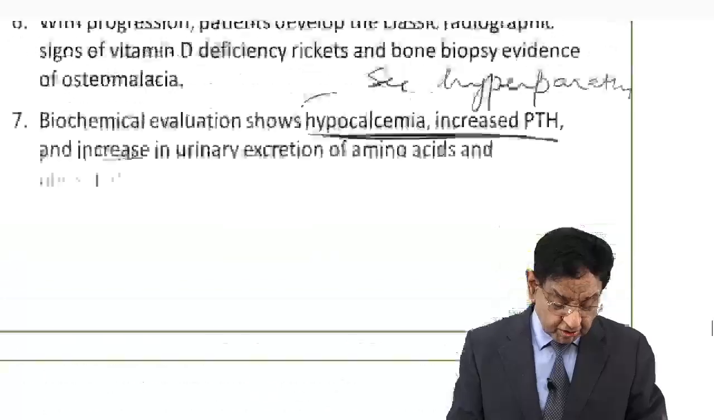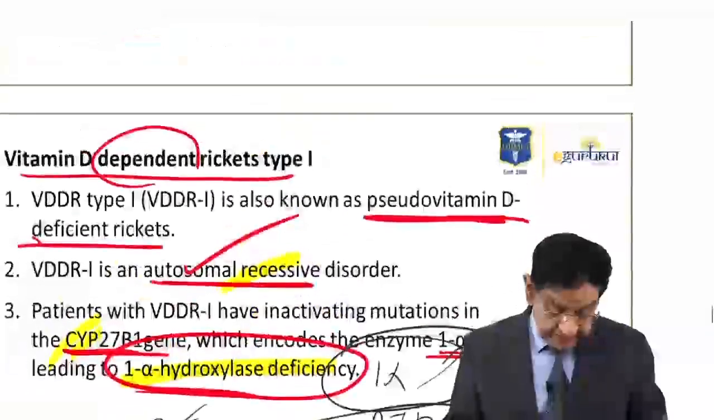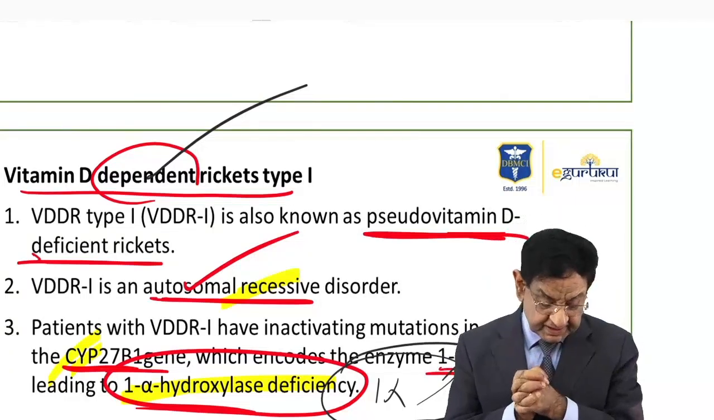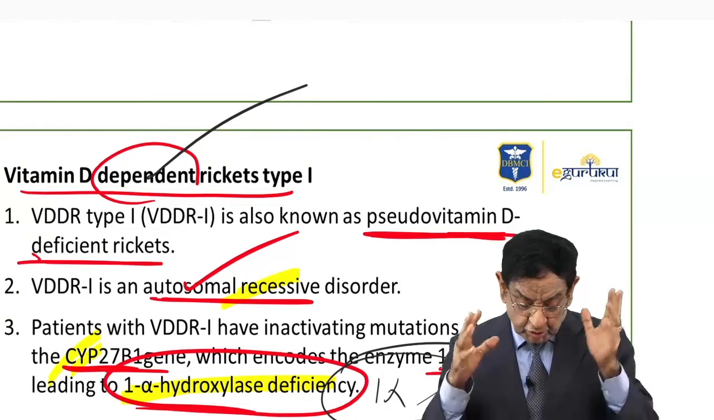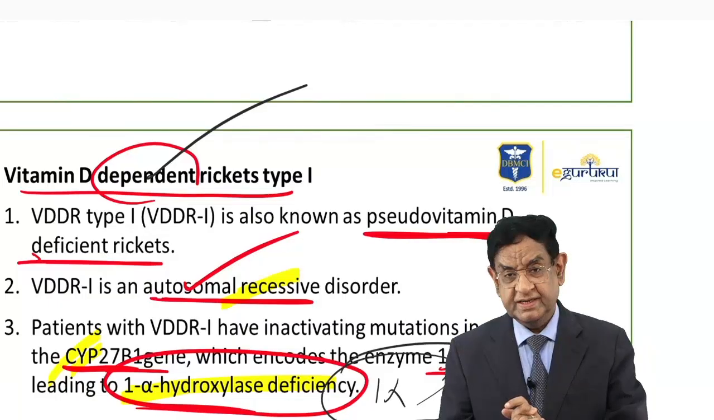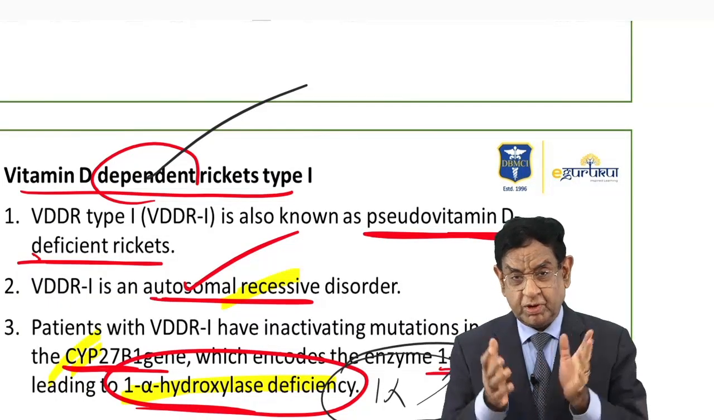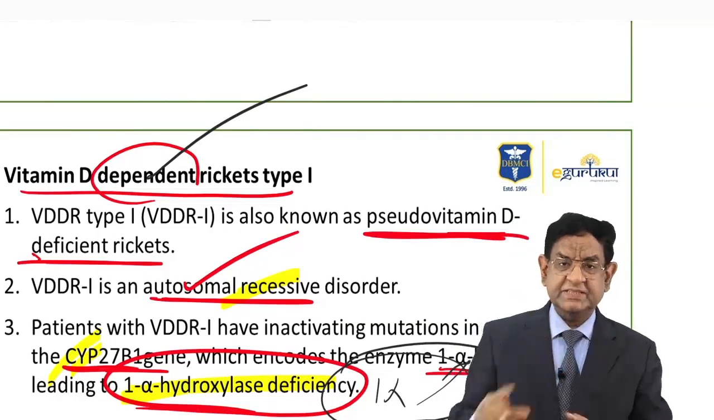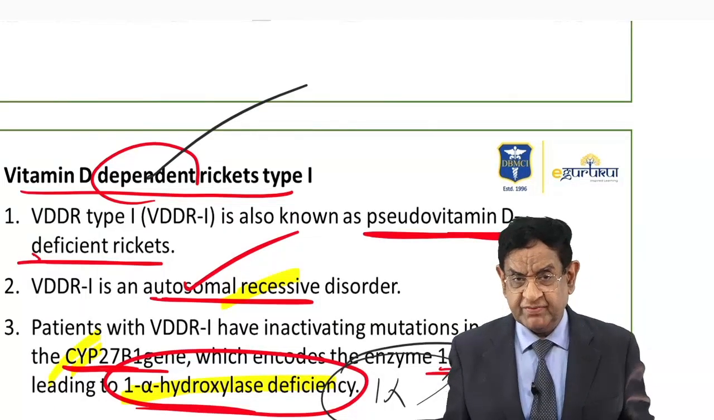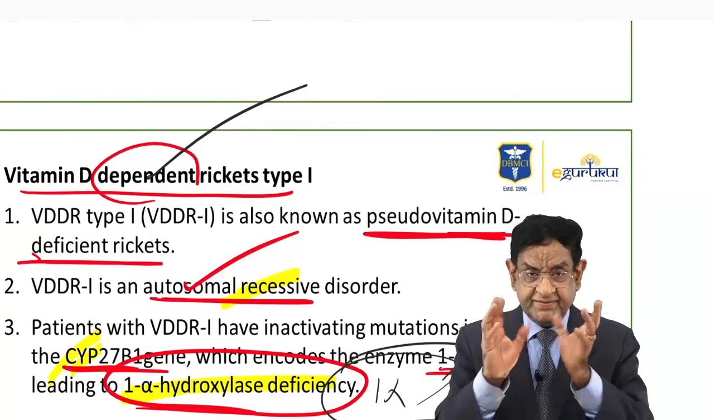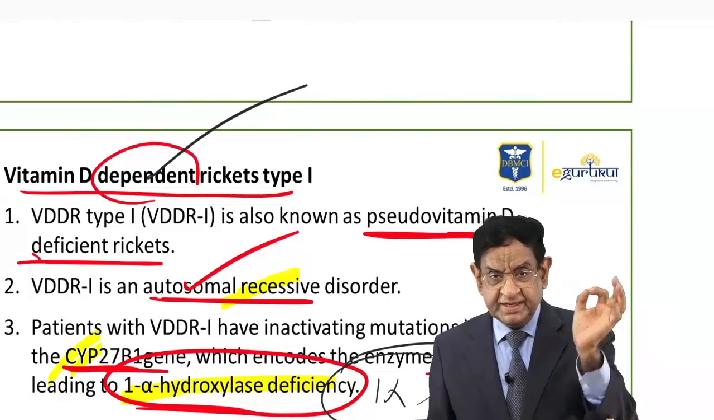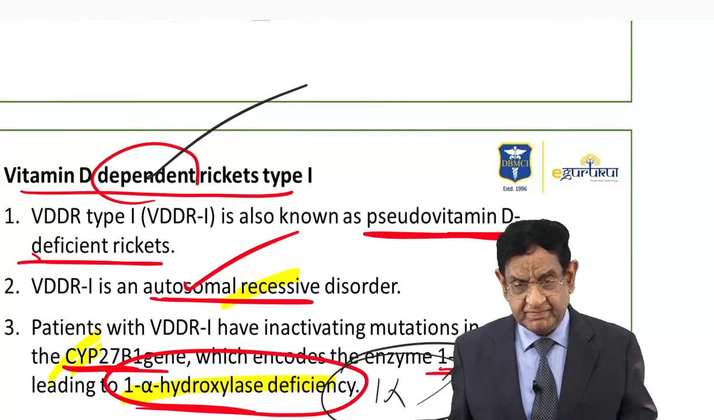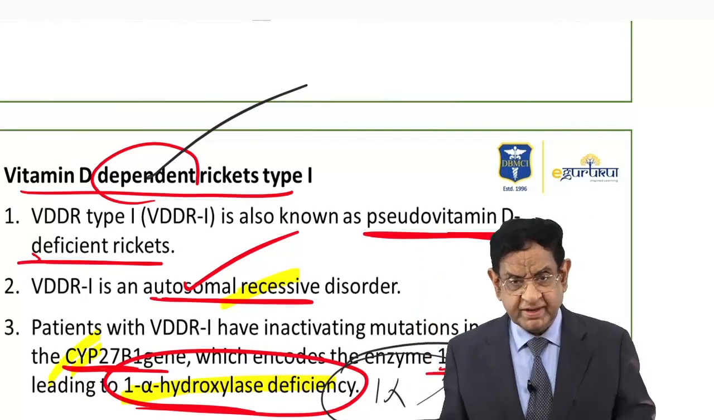So that's why we call it vitamin D dependent rickets. So if I have to summarize, we call it pseudo vitamin D deficient. Number one. Number two, the problem is a problem of 1-alpha hydroxylase. This is essential to convert 25 to 125, and since it is deficient, the 25 D3 level will be normal and the 125 D3 level will be reduced. Treat by giving vitamin D.